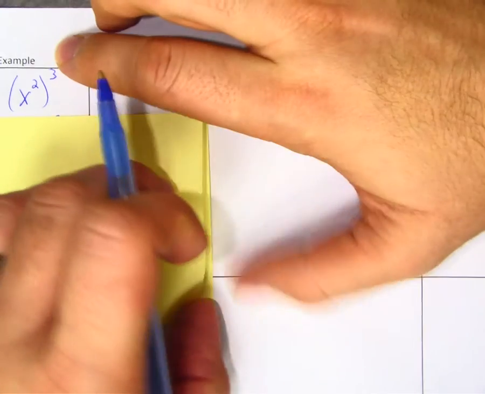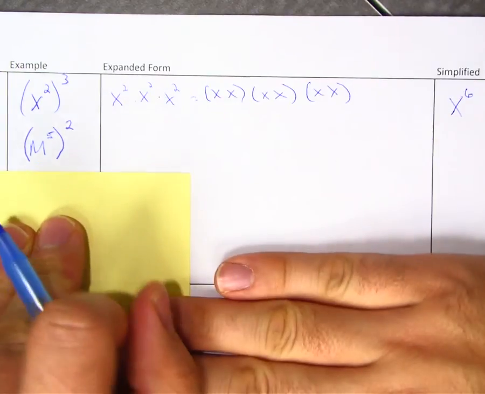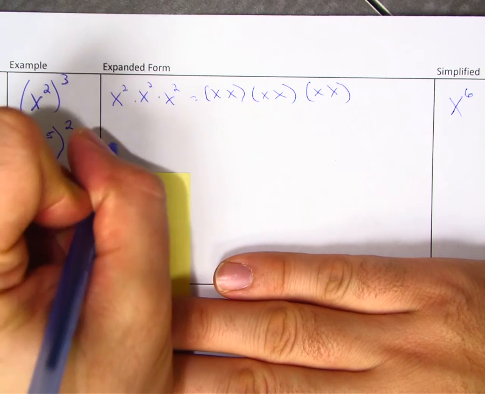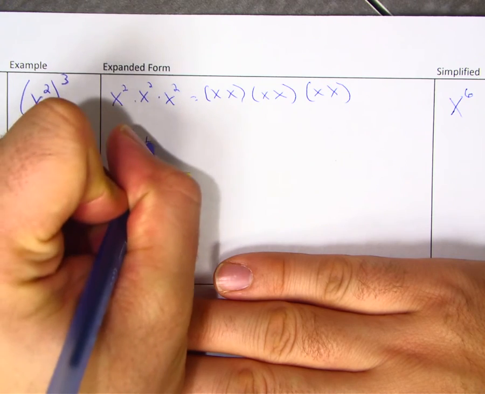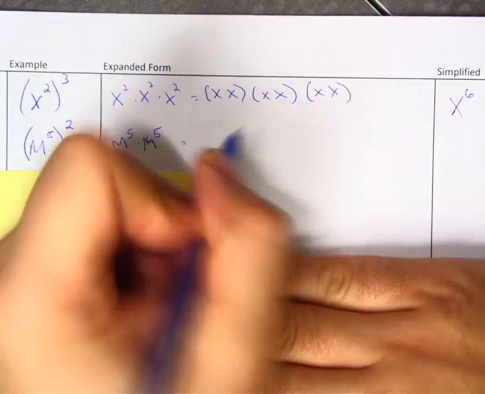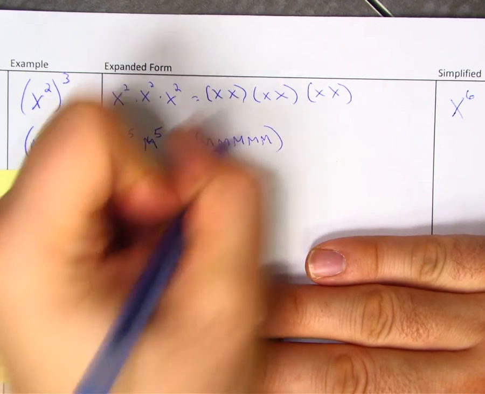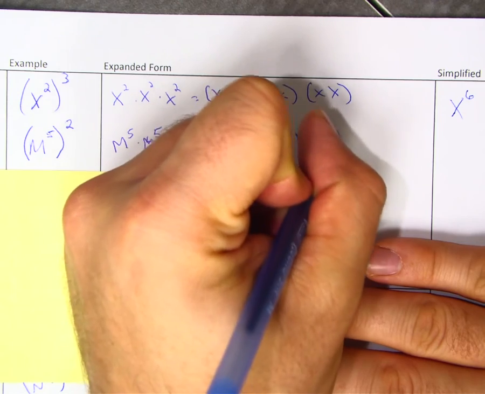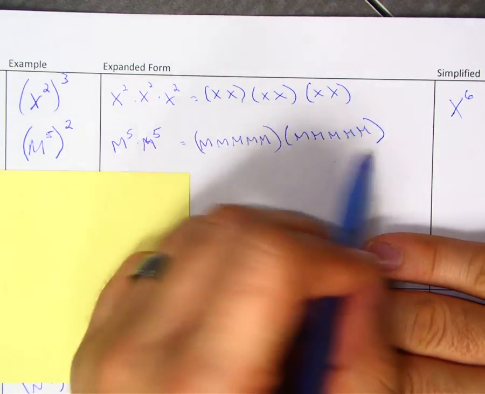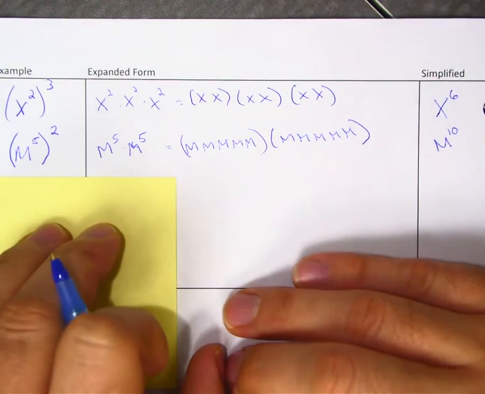All right, let's go ahead and look at that on the next one here. M to the 5th to the 2nd. That means that there's 2 m to the 5ths, right? So m to the 5th times m to the 5th, and that's the same thing as saying 1, 2, 3, 4, 5 m's times 1, 2, 3, 4, 5 more m's. So really that is 10 m's, so m to the 10th power.